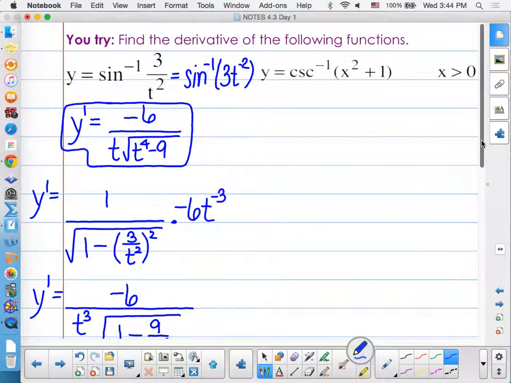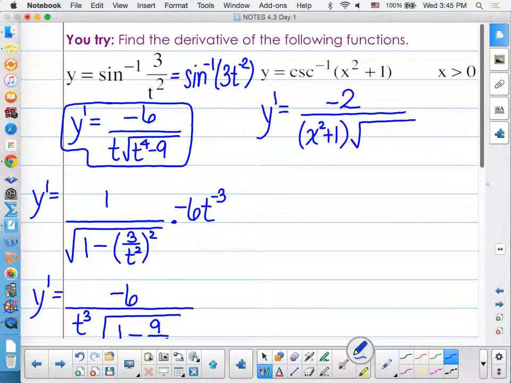On the second one then, your final answer, so your derivative in terms of x, would be a negative 2 in the numerator. Again, a simplified set of this: a factor of x squared plus 1, and a square root of x squared plus 2. So that would be our final derivative.